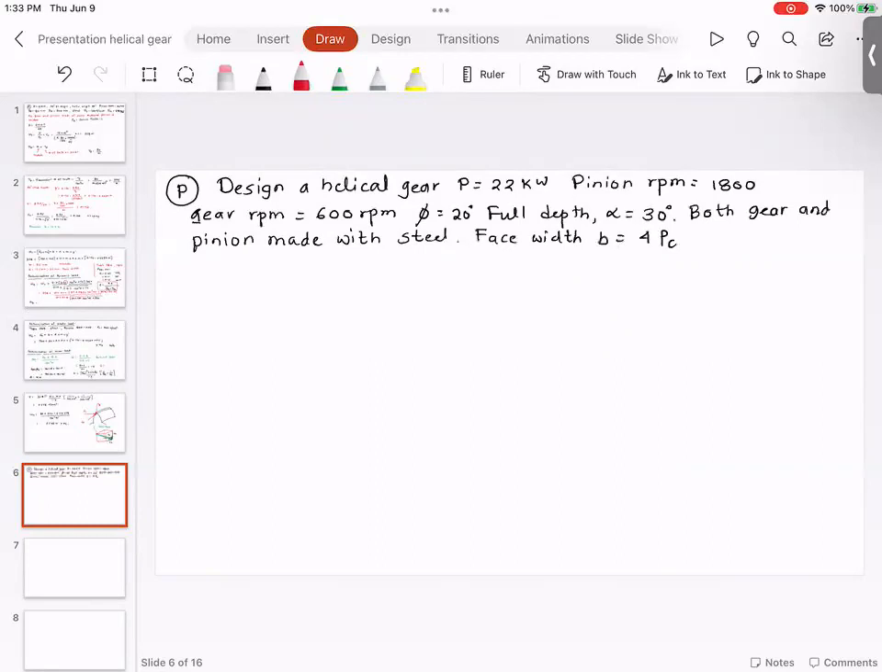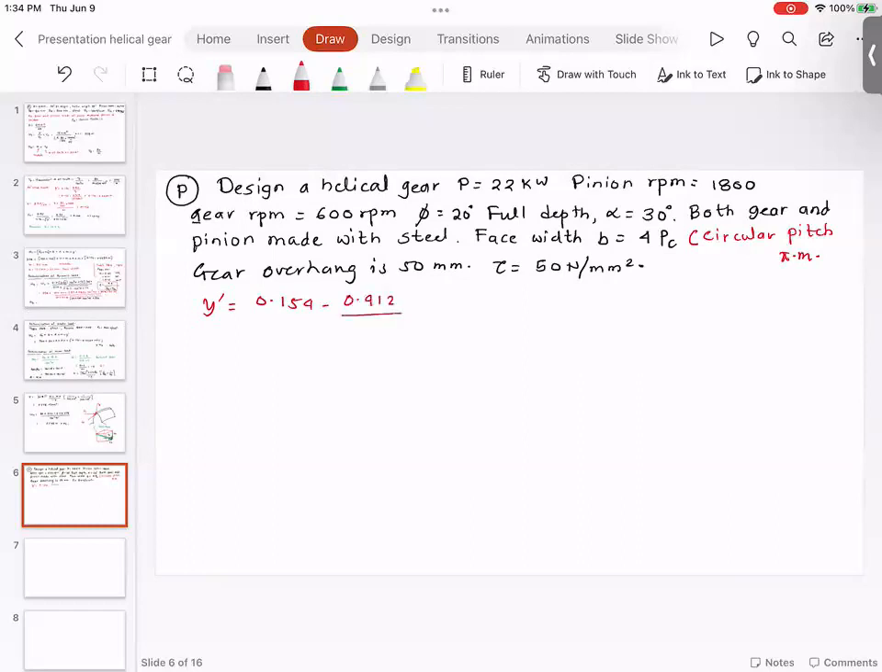This is very important. This is circular pitch. Circular pitch is pi times m. Then the gear overhang is 50 millimeter. Tau for shaft is 50 Newton per millimeter square. And in this problem, they have given us the value of y, which is 0.154 minus 0.912 divided by, CV is 350.